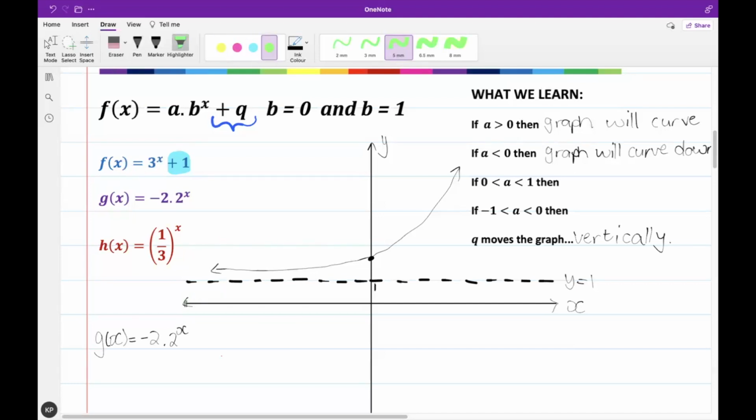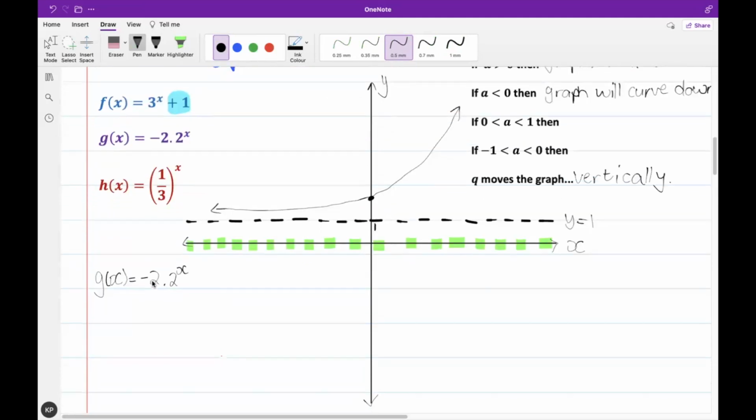Now, because this is already in black, I'm going to highlight it in green to show you where it is. Here it is over here. So my asymptote has not moved.